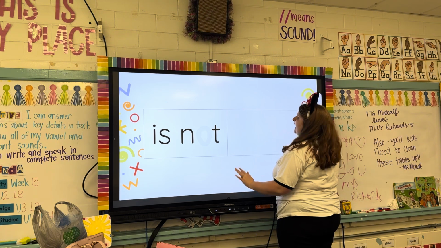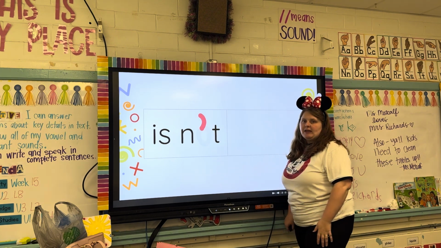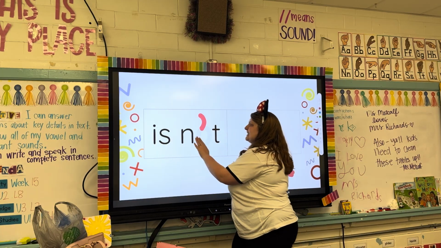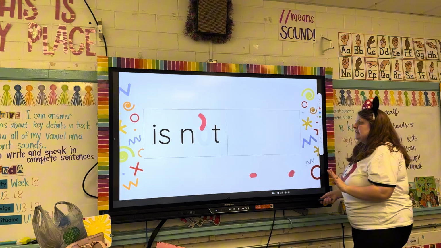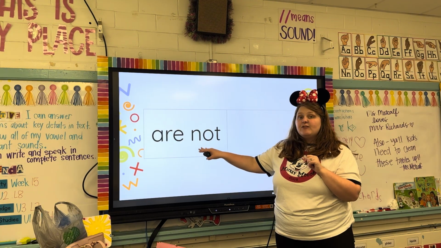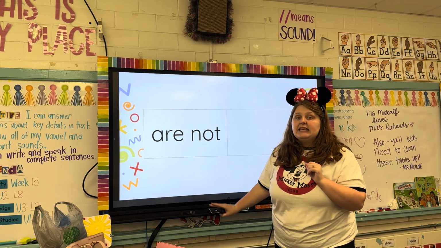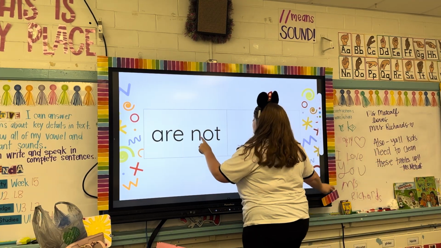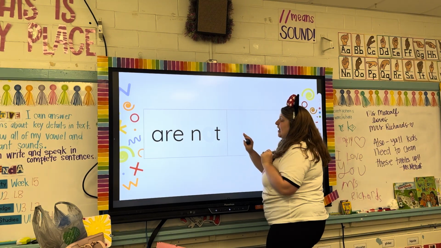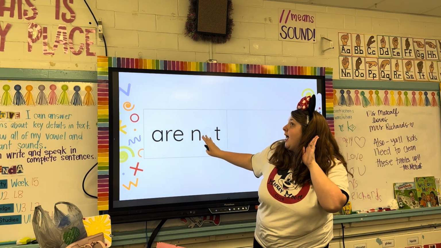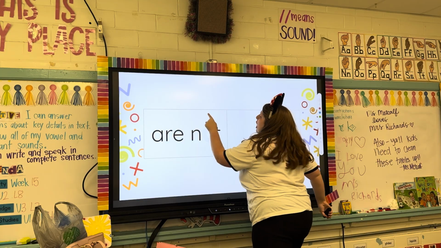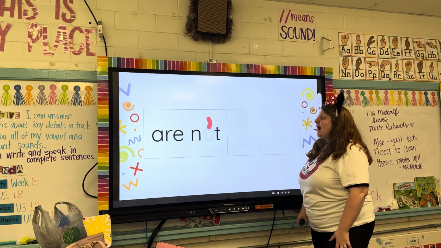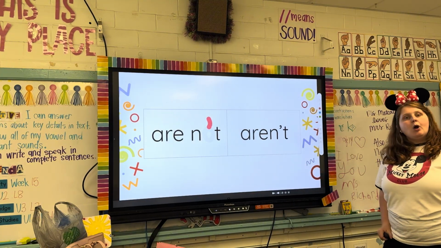Now, where I chopped that O, I'm going to add my apostrophe in the exact same spot. So the letters before my apostrophe are I-S-N and then apostrophe T, and that forms isn't. The next set of words are are not. Again, this week with the word not, we're only going to chop out the O. So I'm going to chop out my O, and after I chop out that O, what do I add? An apostrophe! Yes, you're right. Great job. So now my are not turned into aren't.